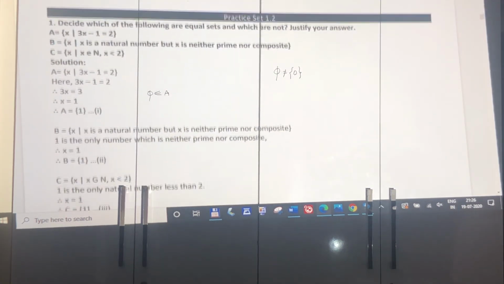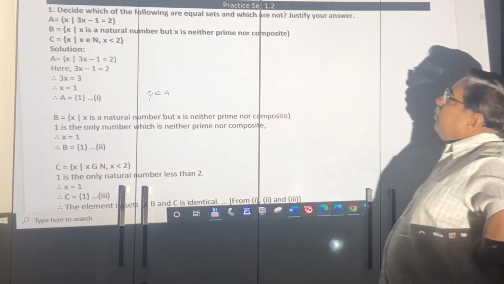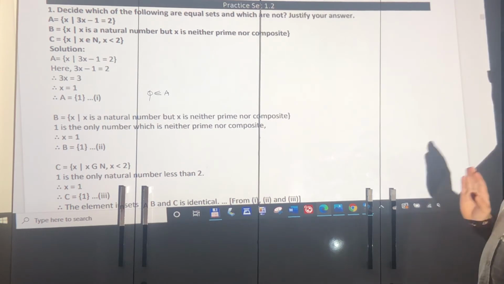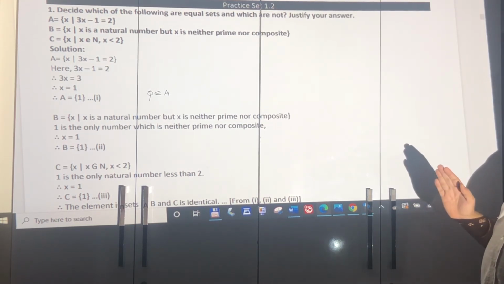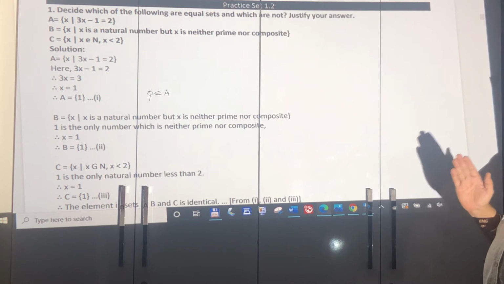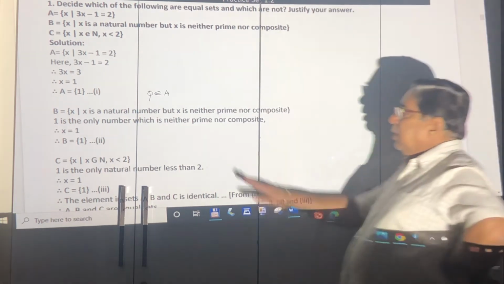Let's see exercise 1.2. Which are equal sets and which are not? Justify your answer. How to write the answer? Please see. Take a notebook, take a pen. This is not a movie. Okay. Do not think a new movie has come. Deepika, Ranveer, please, this is mathematics. Take a notebook, take a pen. Note down, slow it down, practice, no hurry. Okay, let's see.